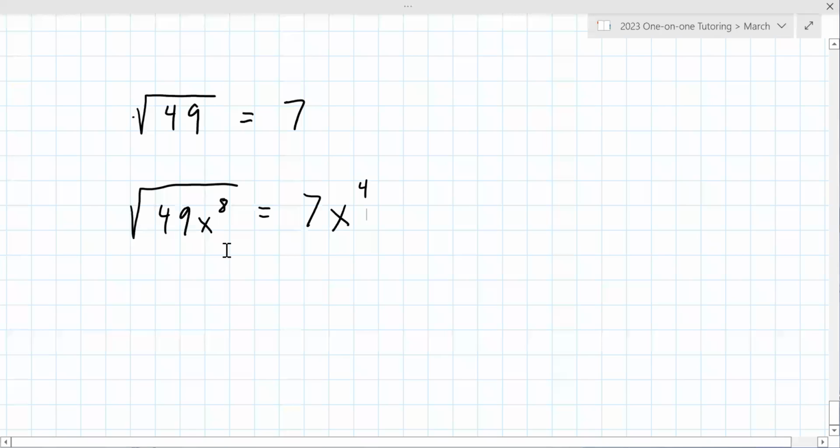Now, the distinction here is that when it's an exponent, you do cut it in half. But when it's a number, you literally take the square root of that number. Is that okay? Yeah.